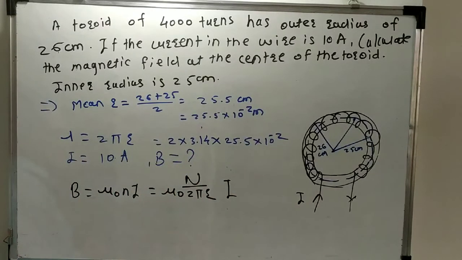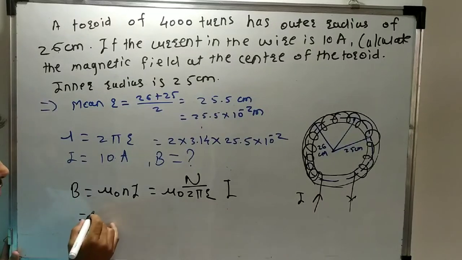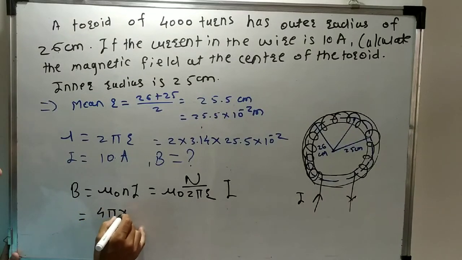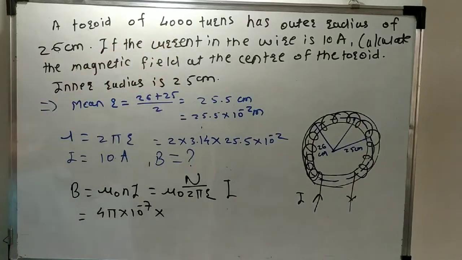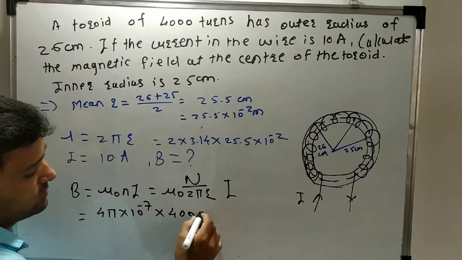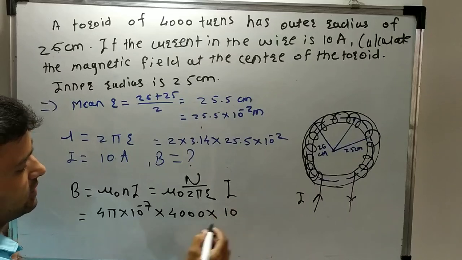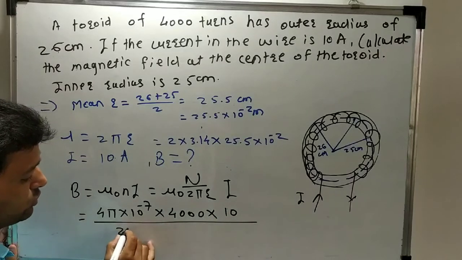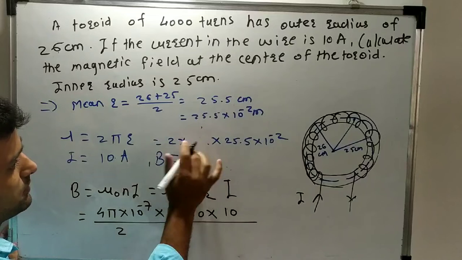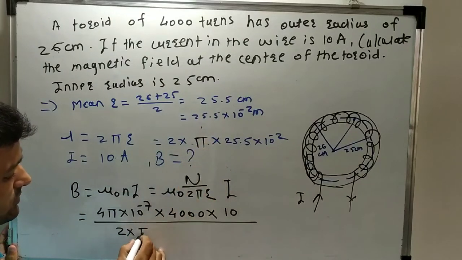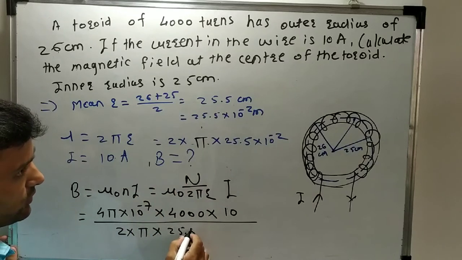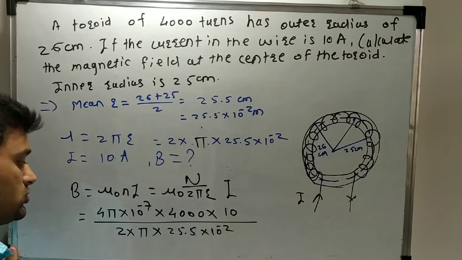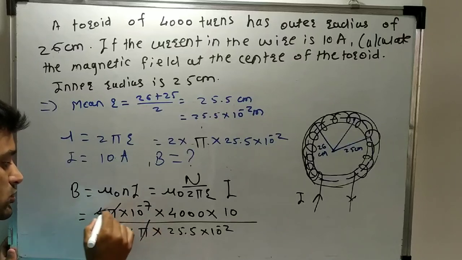So put the values of all. What is the value of mu naught? It is 4 pi into 10 raised to minus 7 into number of turns. How many number of turns are given? There are 4000 turns, into what is the value of I? 10 divided by 2. So we should put it as a pi, no problem. Into 2 pi r, what is the r? 25.5 into 10 raised to minus 2. So pi will be cancelled, 2 2s are 4.